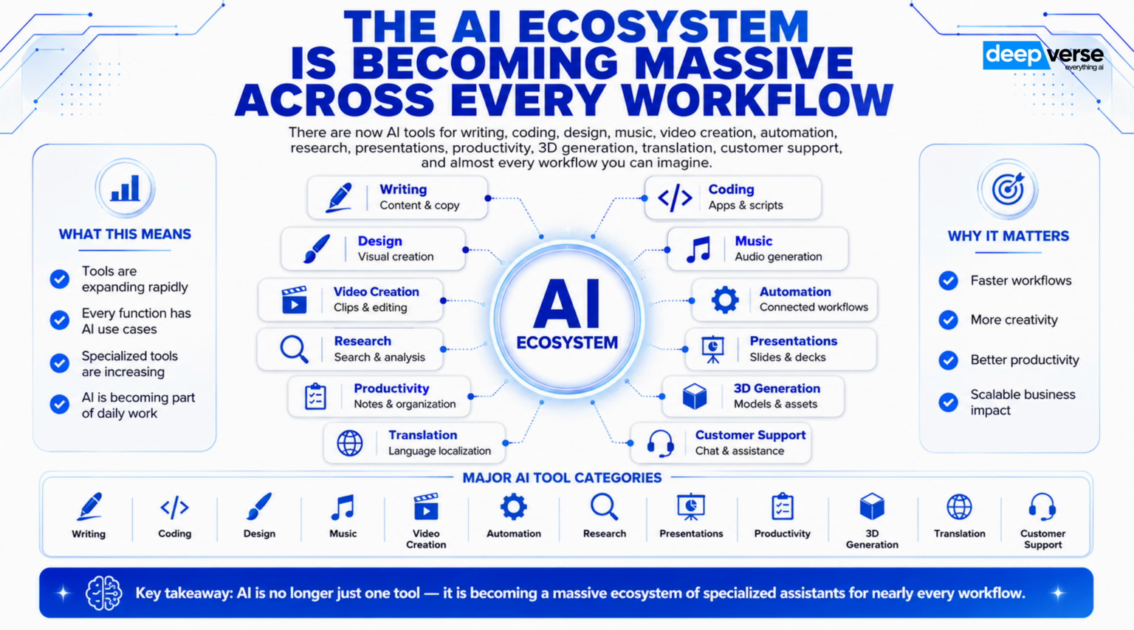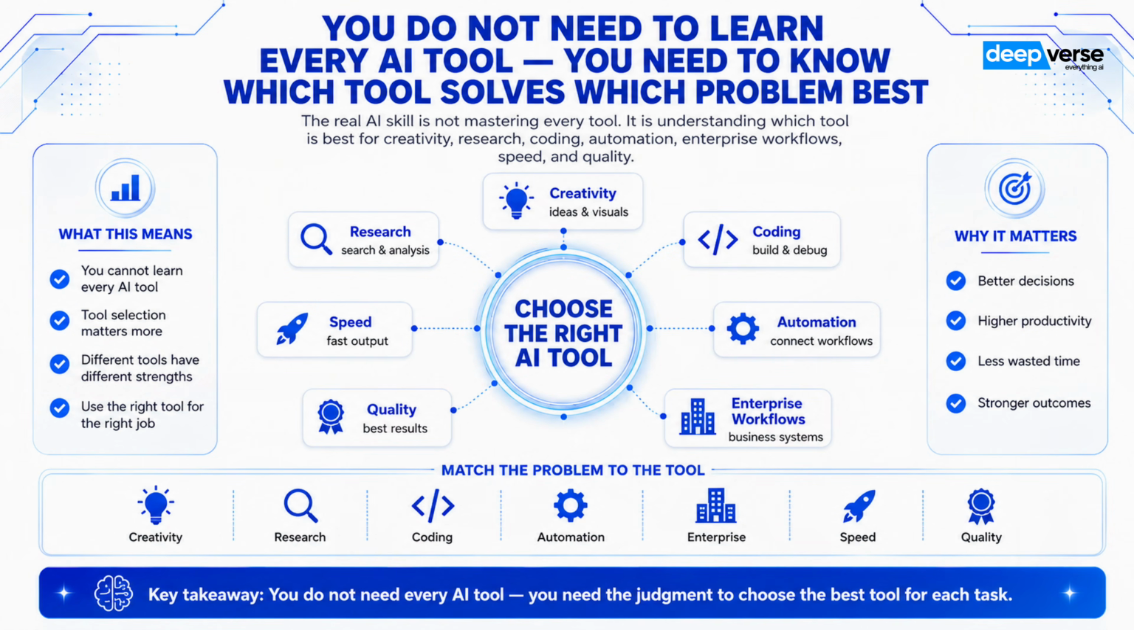So as we wrap up this section, one thing should become very clear. The AI ecosystem is becoming massive. There are now tools for writing, coding, design, music, video creation, automation, research, presentations, productivity, 3D generation, translation, customer support, and almost every workflow that you can imagine. And honestly, this can feel overwhelming in the beginning. But here is the important thing. You do not need to learn every AI tool. That's practically impossible. Instead, the real skill is learning which tool solves which problem the best.